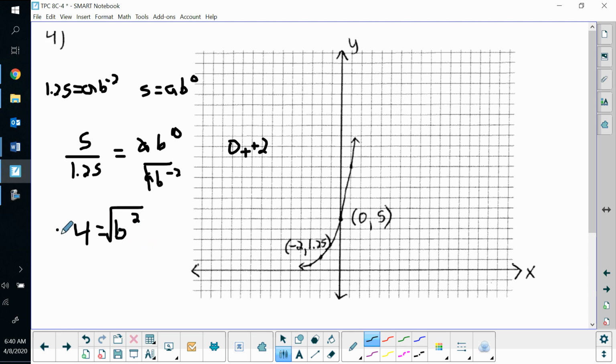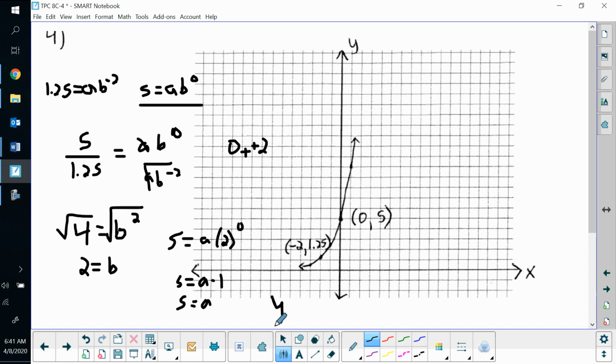We'll take the square root of both sides. That'll give us 2 for b. So we'll sub that back in. Probably the 1 raised to the 0 is easier. So you'll have 5 equals a times 2 to the 0. So that's 5 equals a times 1, which is the same as just saying that a is 5.